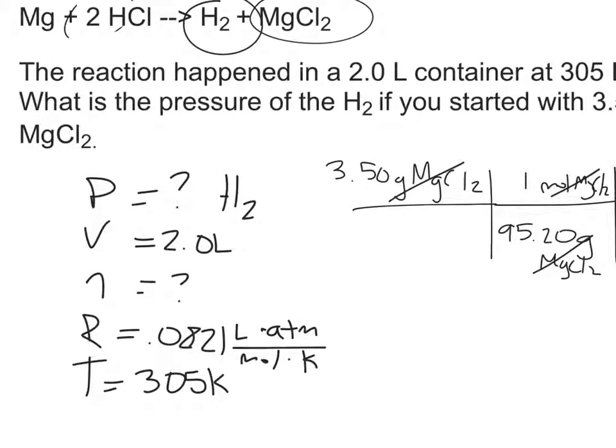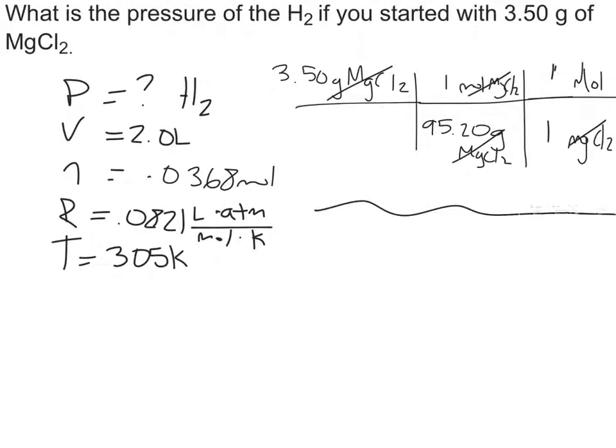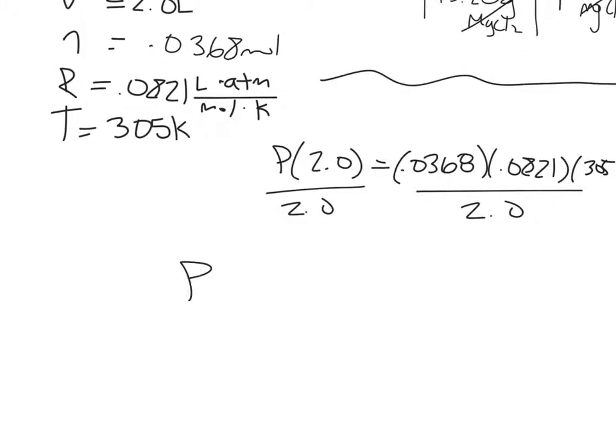Now I can plug that in right here for my moles of H2 gas, 0.0368 moles, and now I have everything I need to solve for P using PV=nRT. So I give myself a little bit of room and I solve for P. Let's set up the problem first. I write out P times 2 equals 0.0368 times 0.0821 times 305, and I divide by 2 on each side to isolate P by itself, and I will get an answer of 0.460 atmospheres.